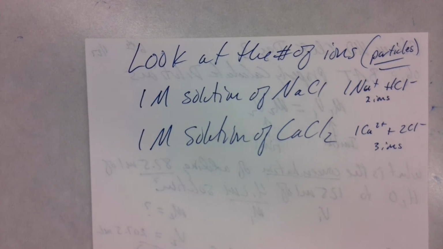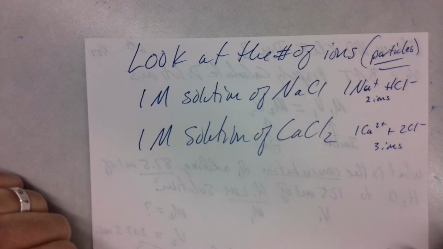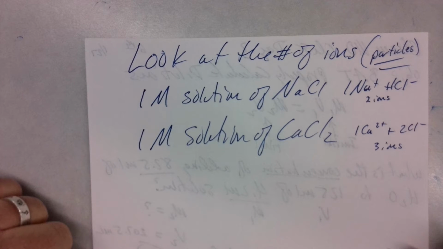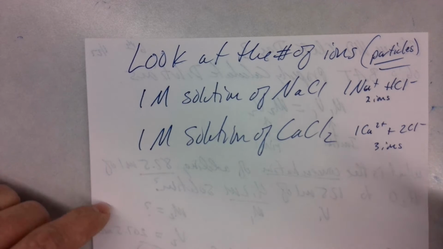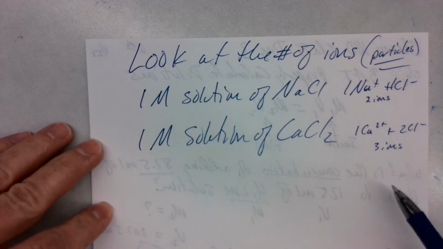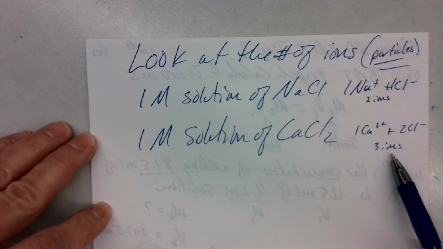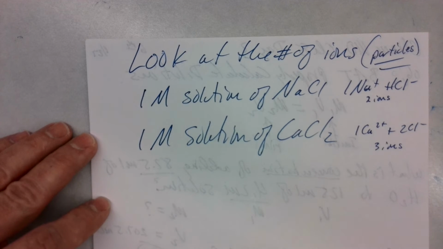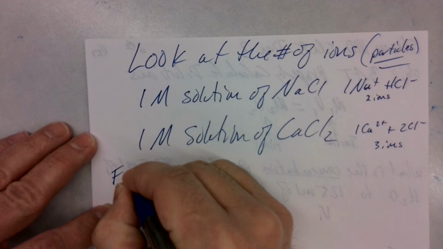Which one would be better to put on my sidewalk? Anybody know? Not a soul? Well, look. If this one gives me 2 ions and that one gives me 3 ions, I would always take the one that gave me more ions. Let me explain why. There's this thing called freezing point depression.